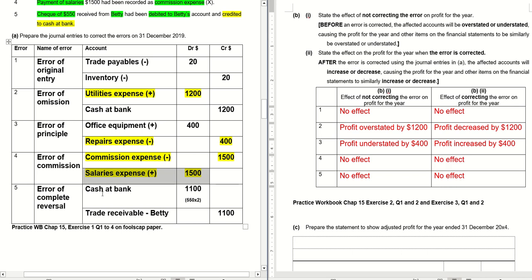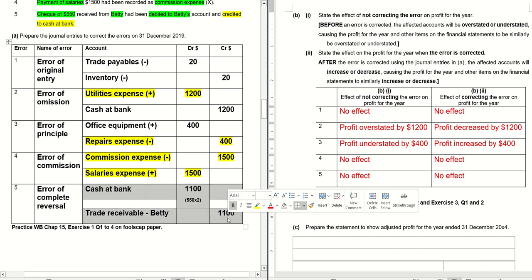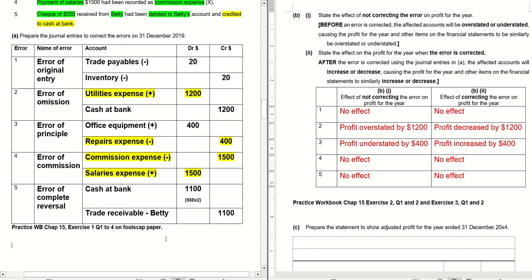All right, and the very last expense, error of complete reversal. Look at the two accounts and identify the account that affects the profit. And if you look at both, actually both of them do not affect the profit. And since both of them don't affect the profit, if you don't correct the error, there is no effect on the profit. Even when you do correct the error, there is no effect on the profit.